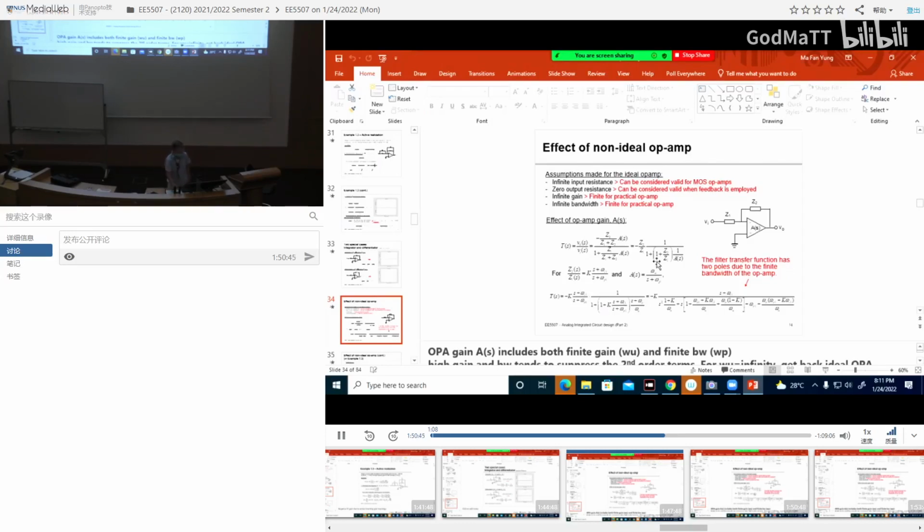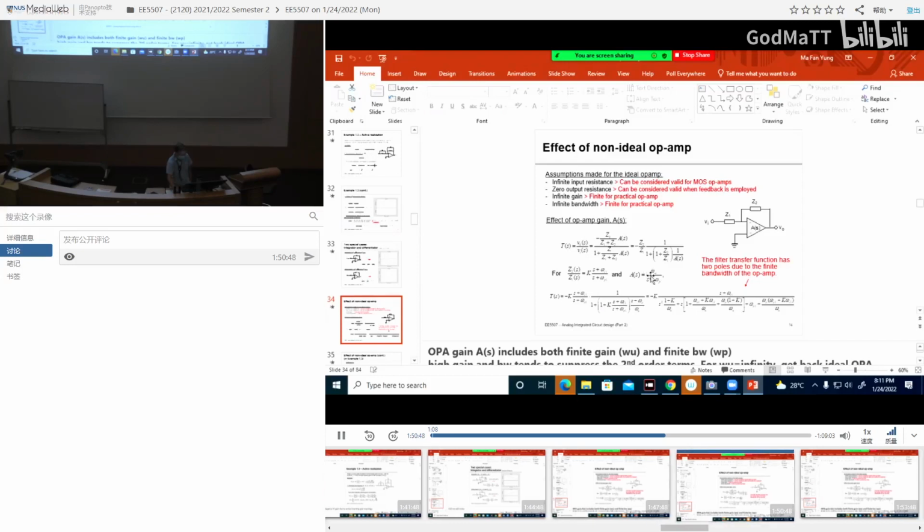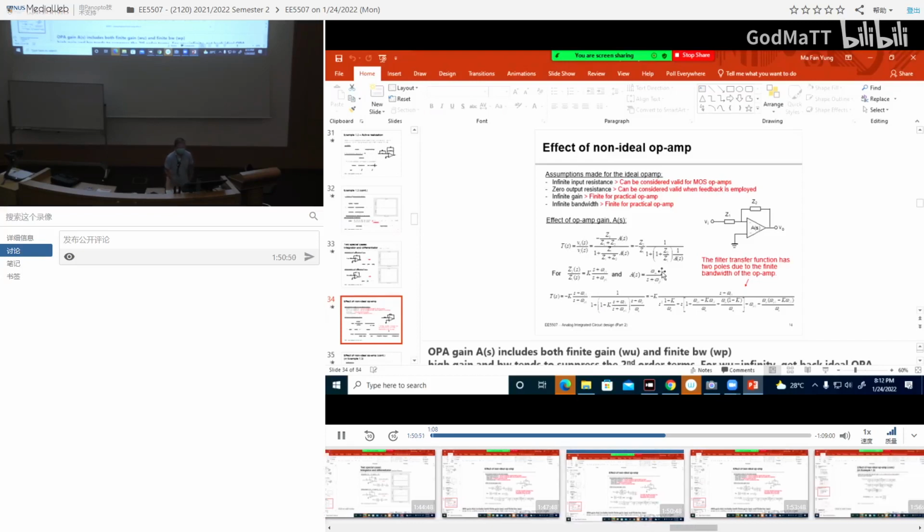What is omega u? What is this term here? This is the unity gain bandwidth. So what is the DC gain? Put s equals 0. When you put s equals 0, the gain is omega u divided by omega p. So the gain A0 is omega u divided by omega p. Omega u is the unity gain bandwidth, omega p is the 3 dB bandwidth. So omega u is always bigger than omega p, which means there's a gain there.